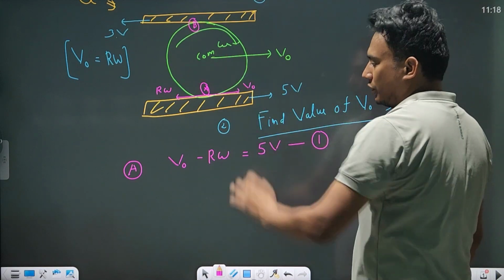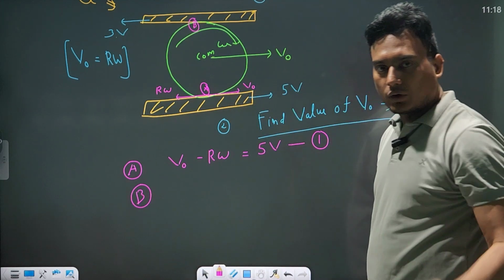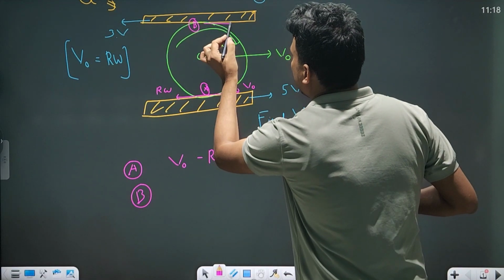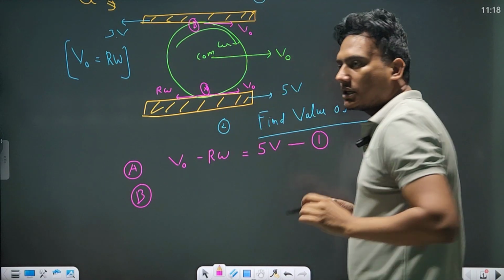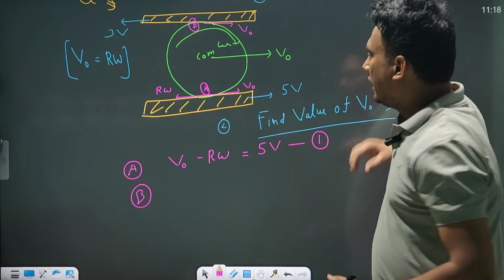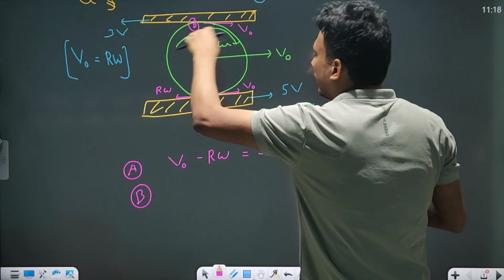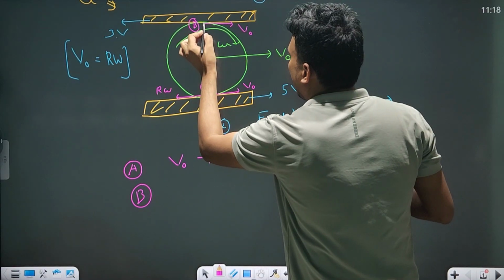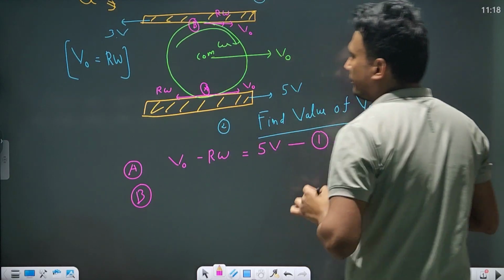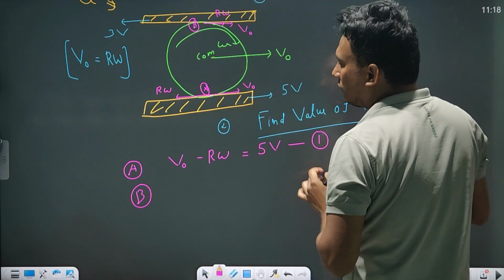Now focus at point B. At point B you can see V naught, because linear speed always acts in the same direction, the speed of the center of mass. And because the wheel is rotating in the clockwise direction, R omega also acts in the same direction. Again we can apply that at the point of contact, the platform and the wheel both have the same speed.